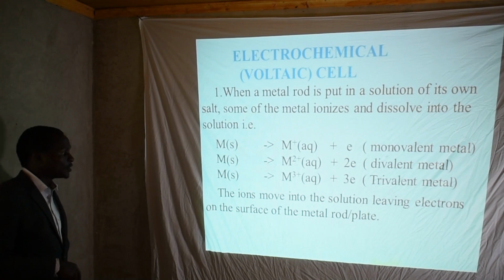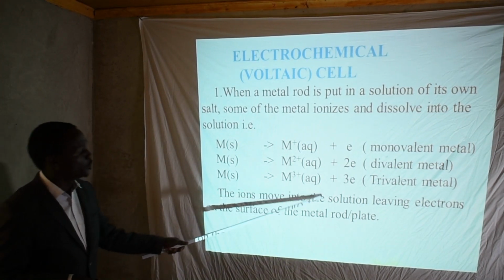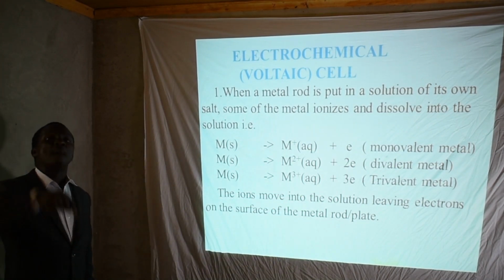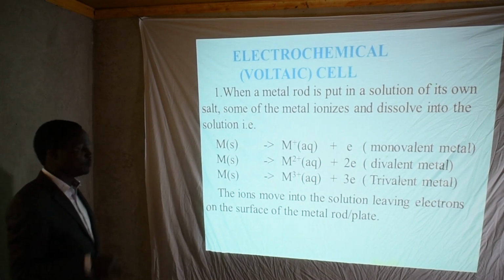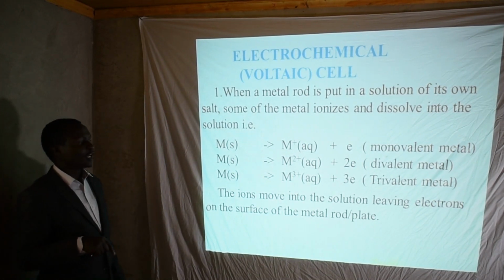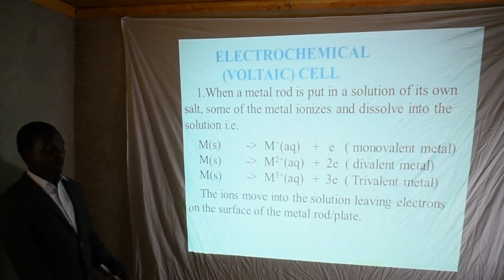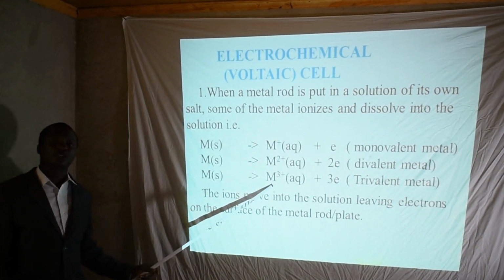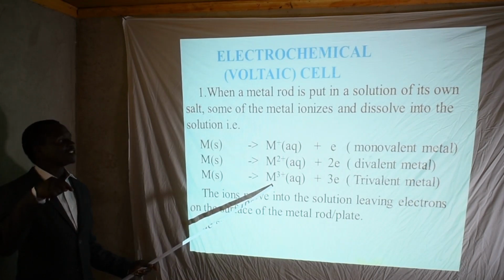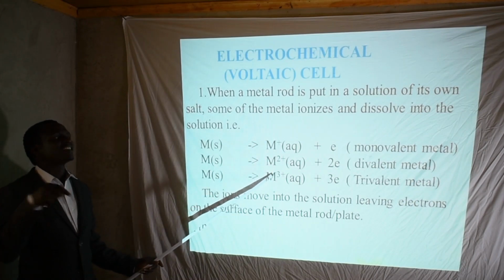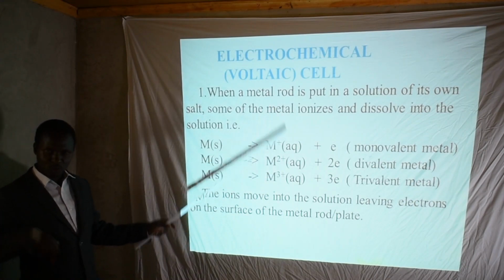So the ions move into the solution, leaving electrons on the surface of the metal. Remember, these ions move into the solution because they are the same as the ions in the solution.